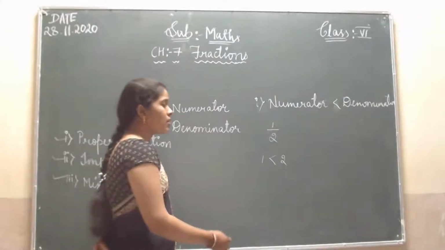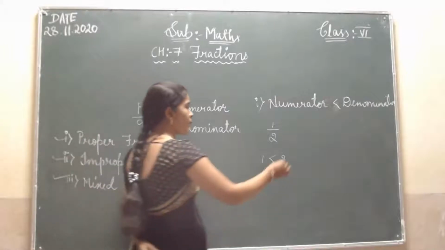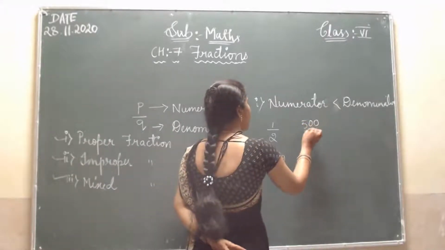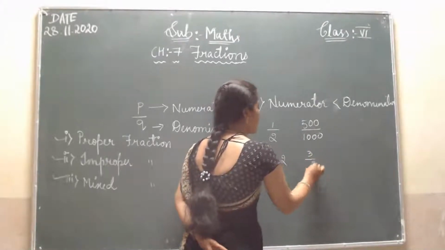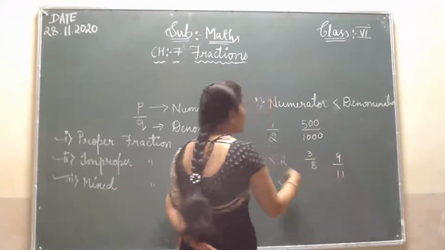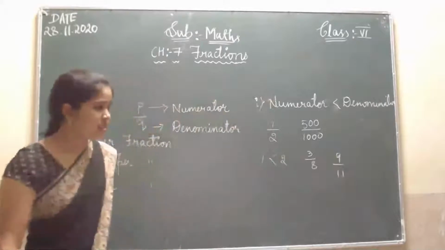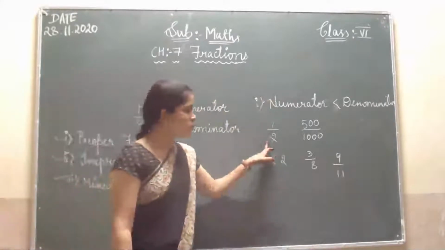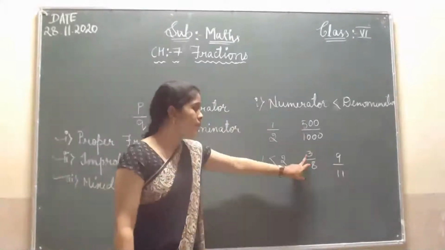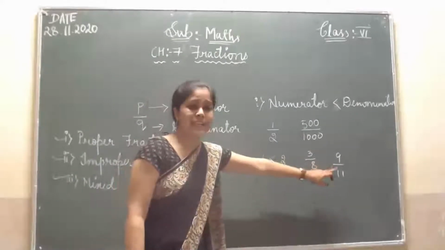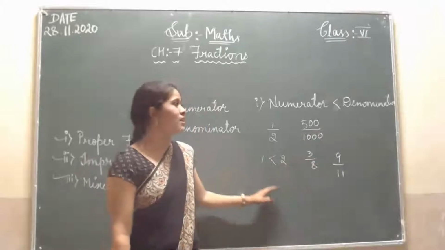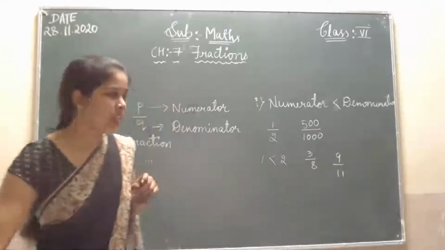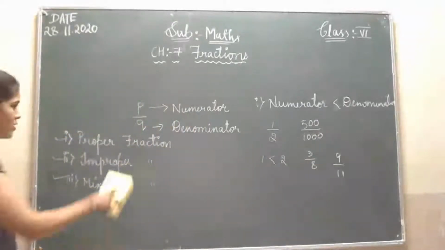So here the examples are 500 by 1000, 3 by 8, 9 by 11. These are proper fractions. See here, 1 is less than 2, 500 is less than 1000, 3 is less than 8, 9 is less than 11. So these are proper fractions. A numerator less than the denominator is nothing but a proper fraction.